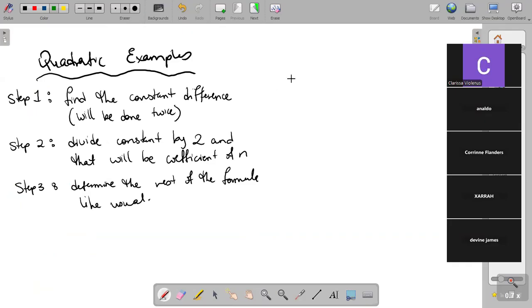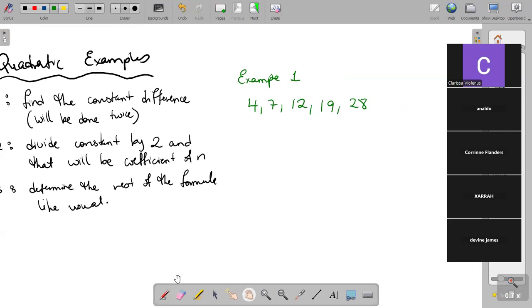So let's take the first example, so I can make sure you understand what you're writing. Example 1 is 4, 7, 12, 19, 28. All I need everybody to do is have your calculators in your hand to help me do some calculations. We're going to do this like normal. Find the constant difference.